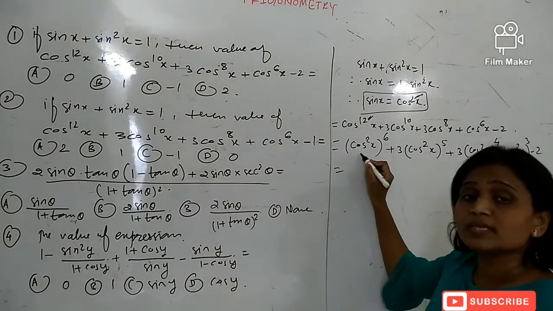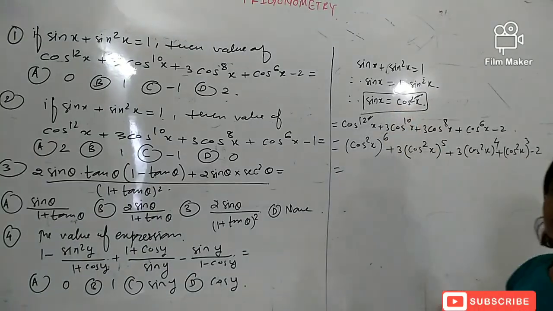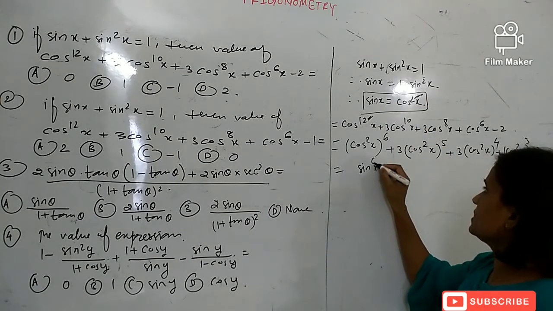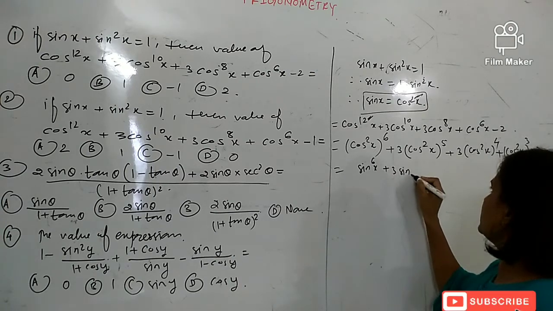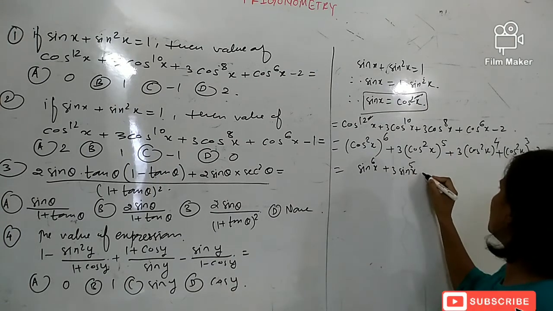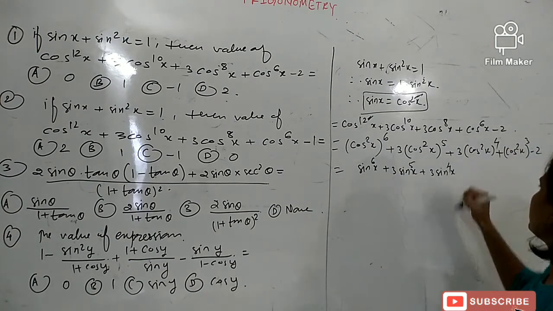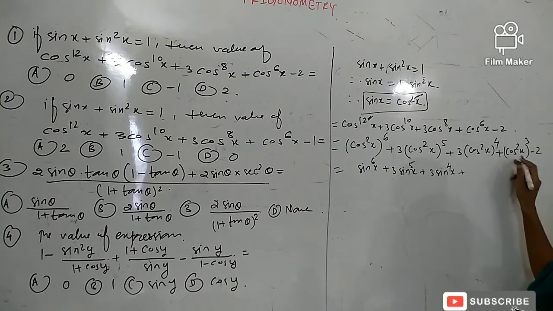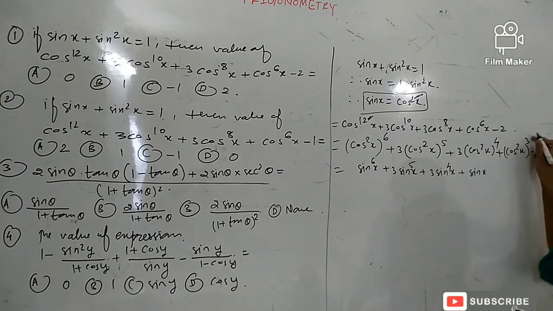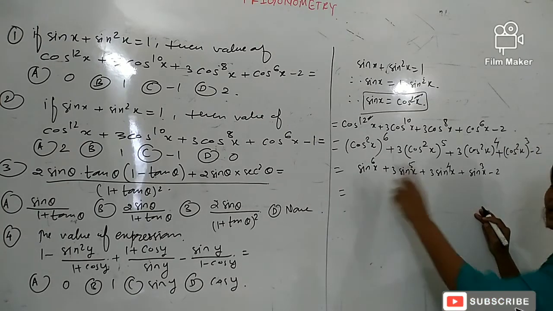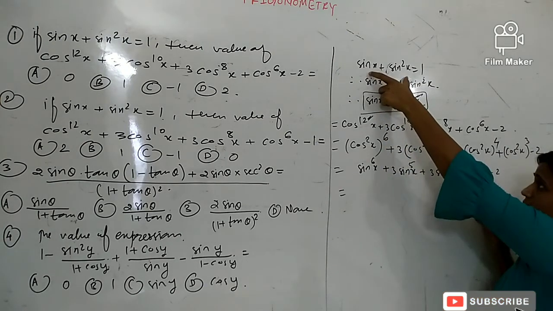Now I have this value, cos square x is sin x. So just put it: it is sin x to the power 6 plus 3 sin x to the power 5 plus 3 sin x to the power 4 plus sin x to the power 3 and minus 2. If you observe this whole expression, it is actually the cube of the given expression.